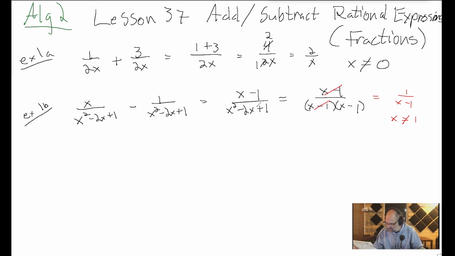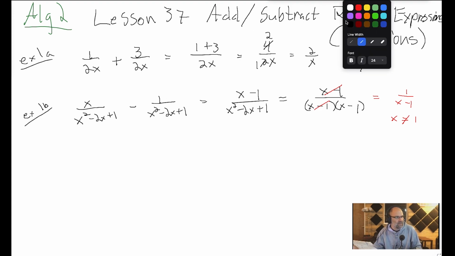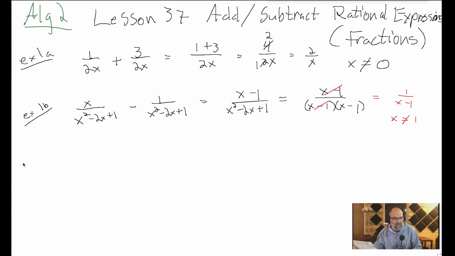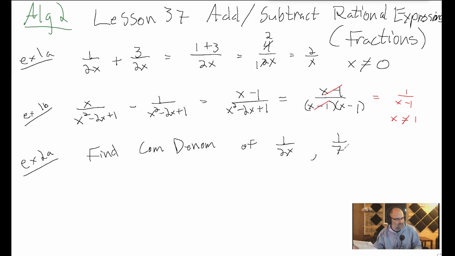That's doable, okay? So let's try one without a common denominator. Let's try example 2a. Here's what it looks like. So this doesn't even say add or subtract. It just says find common denominator of 1 over 2x and 1 over 7x. Okay?